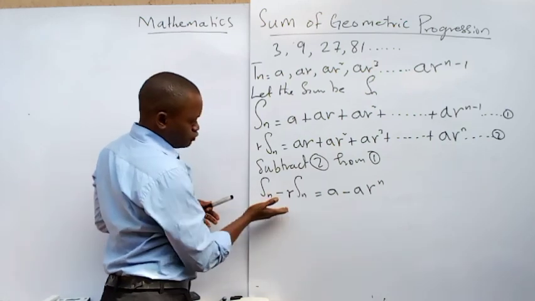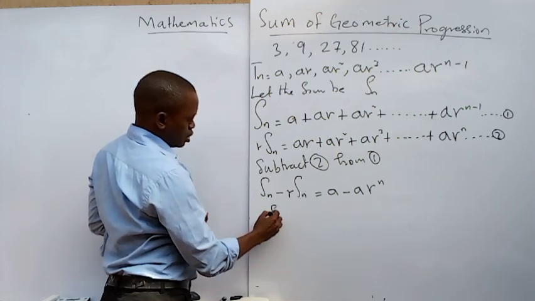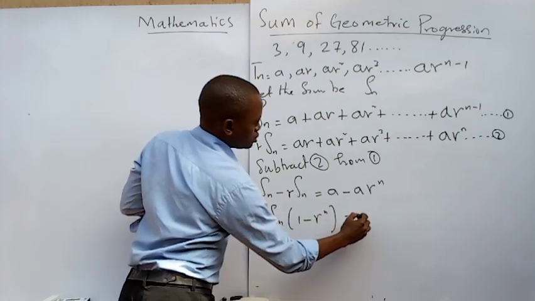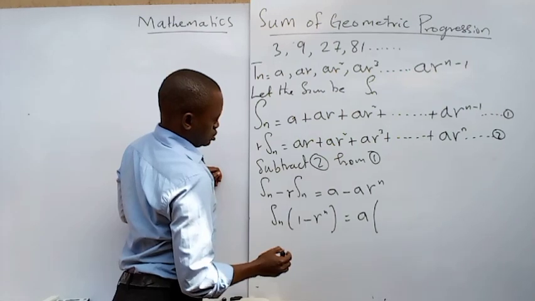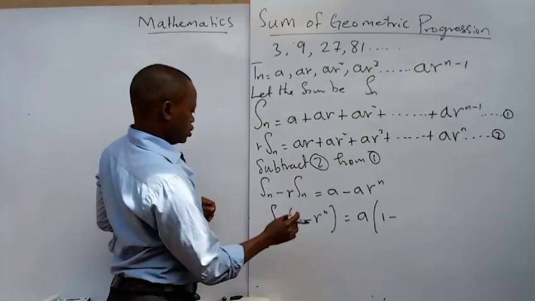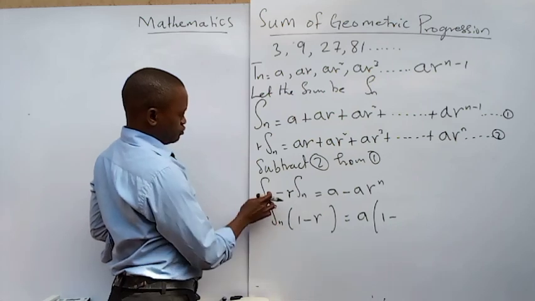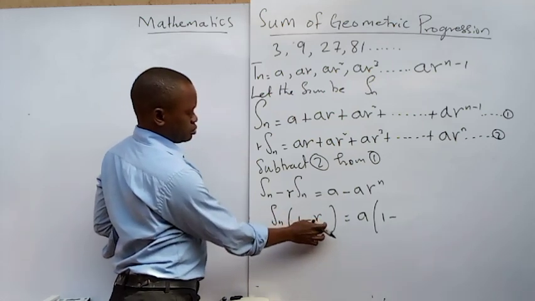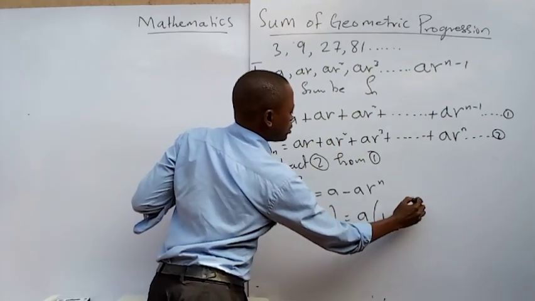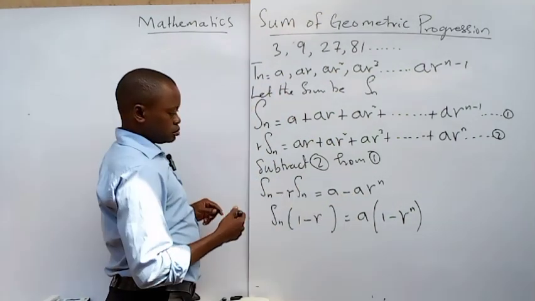All right. Now, if you look at what is left here, we can factorize here, and we will have Sn in bracket 1 minus r raised to power n in bracket equals to this side. We have a in bracket 1 minus, sorry, here will be just r. This is r. So we will have Sn (1 minus r) here, and here we have a in bracket 1 minus r raised to power n. If you open this bracket, you come back here. I'm sure you got that.